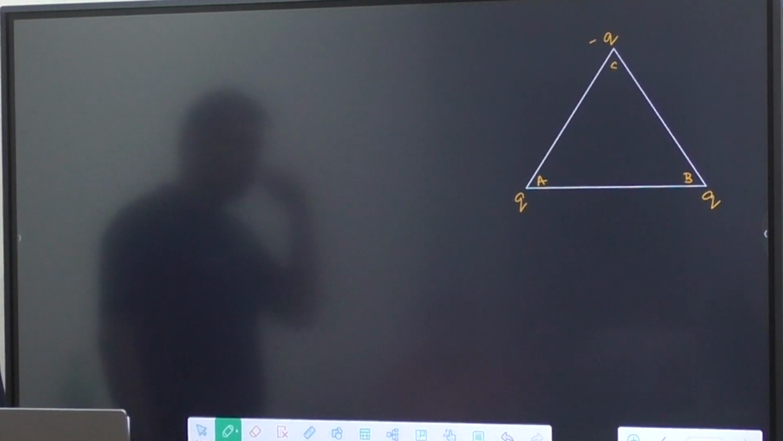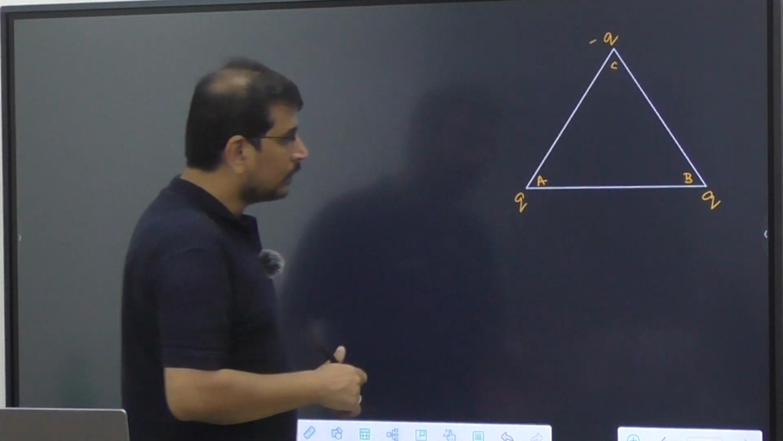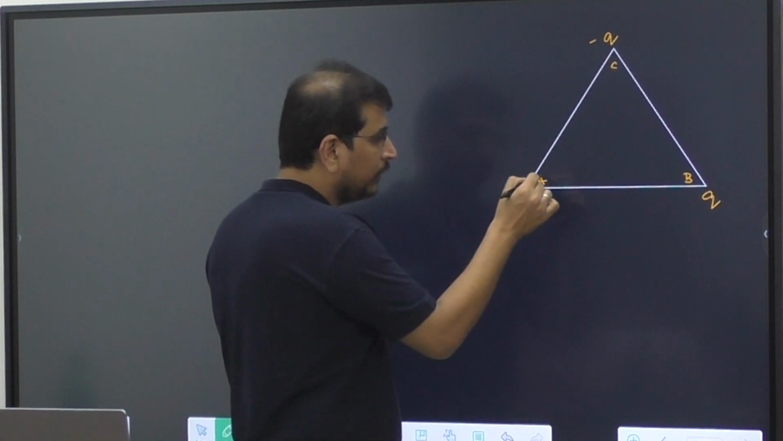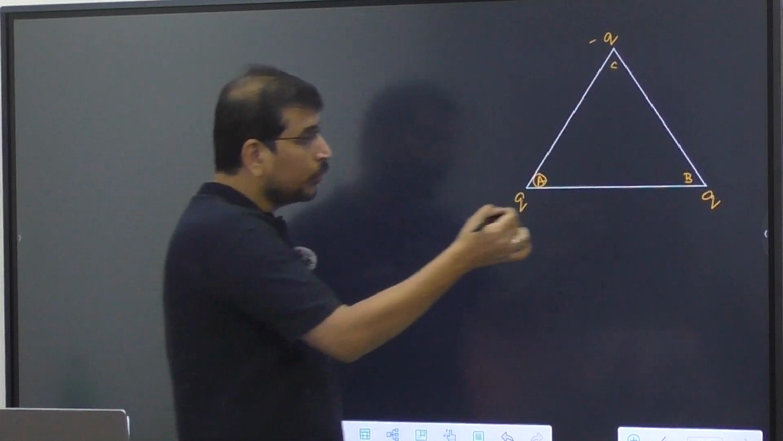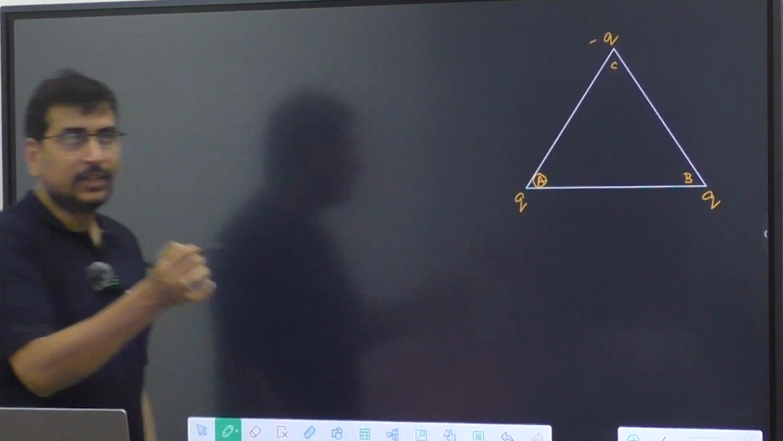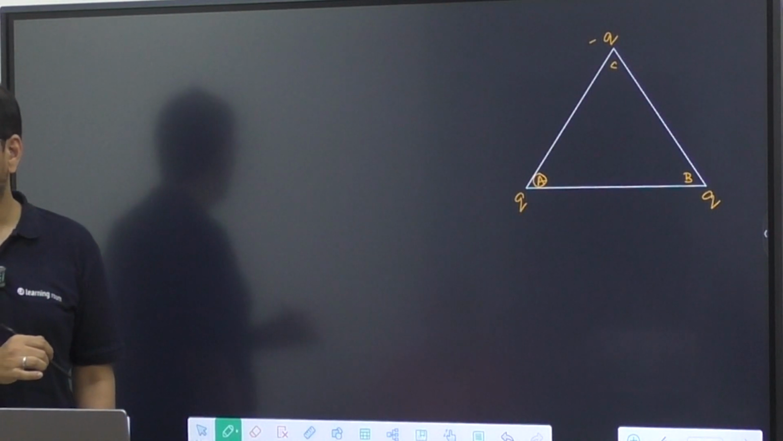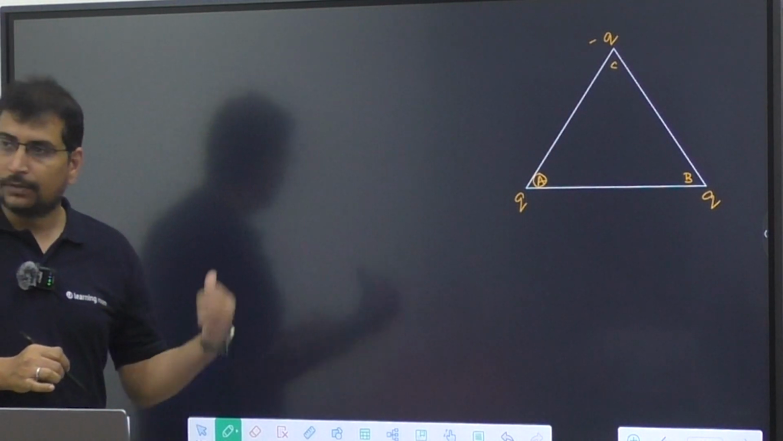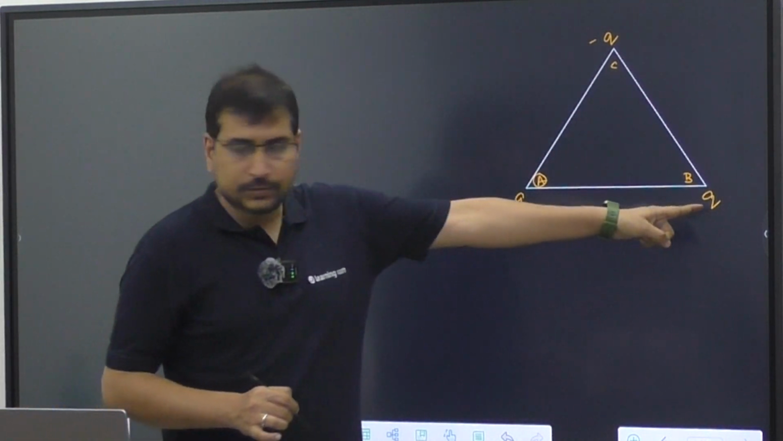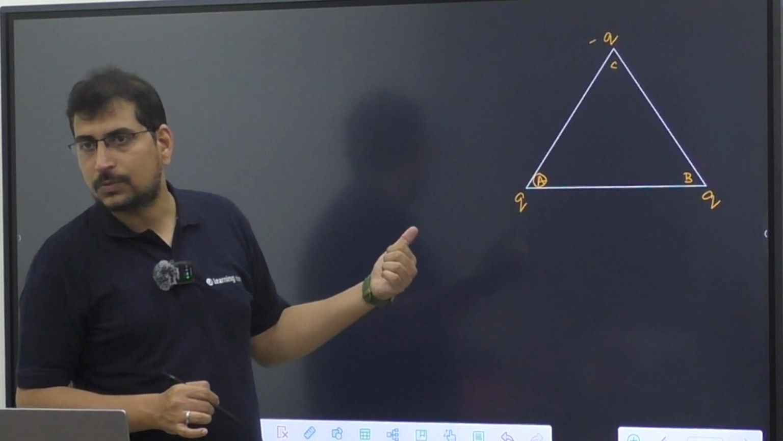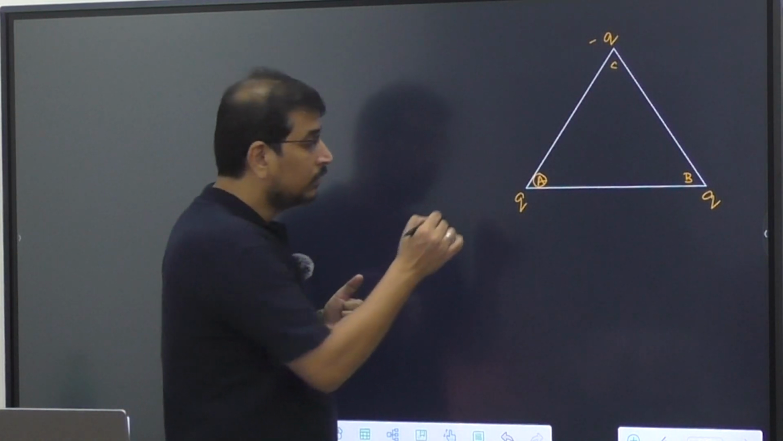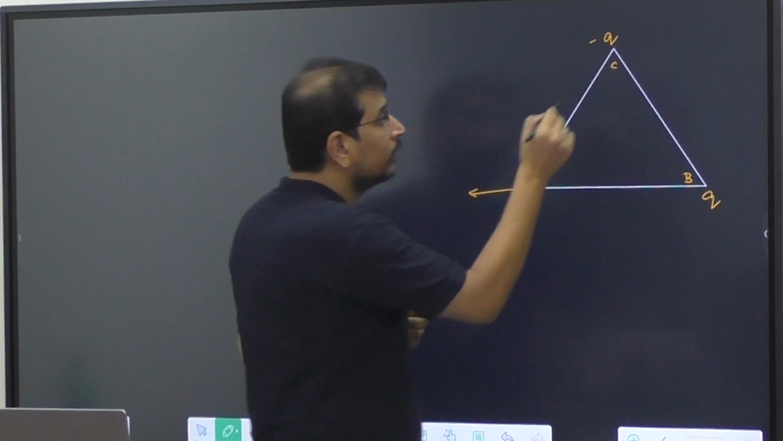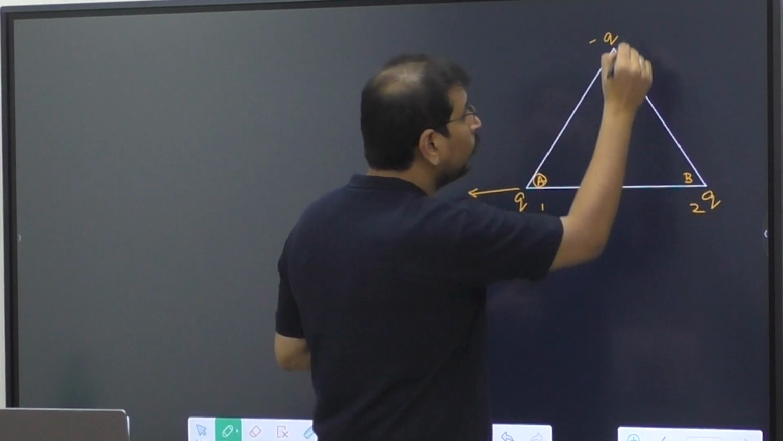Correct. So I'll do it for A. If I take the charge at A, due to the charge at B, what is going to be the direction in which it will experience the force? Leftward or rightward? This is also a positive charge. In which direction will it experience the force? Leftward.